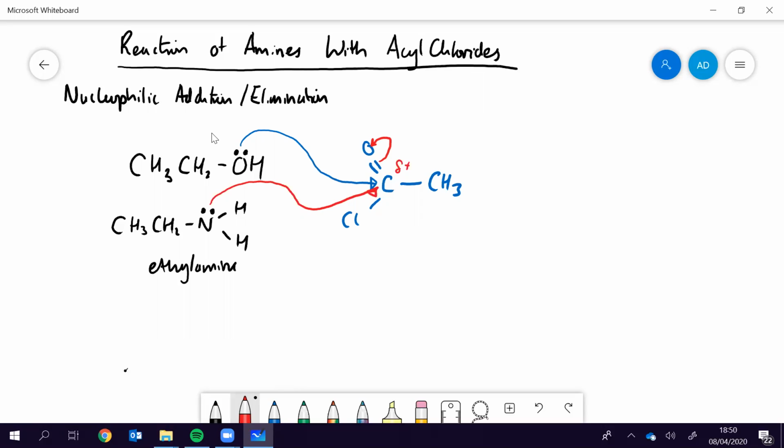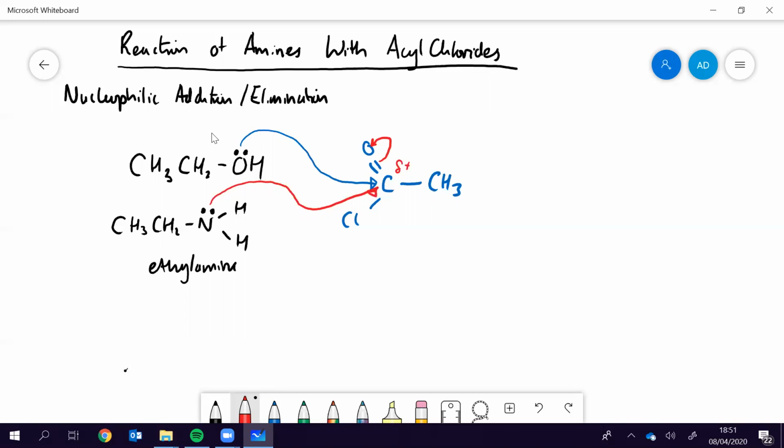A question which you might ask here is, well, we've seen that alcohols can react with not just acyl chlorides, but they can react with carboxylic acids. Can amines react with carboxylic acids? And they can, but the rate of reaction is so slow that it's not a very efficient reaction at all. So for all intents and purposes, the amines only react with the more reactive carboxylic acid derivative. They only react with the acyl chloride.